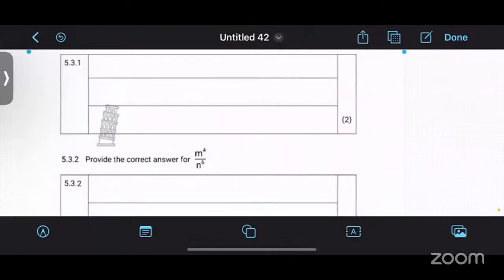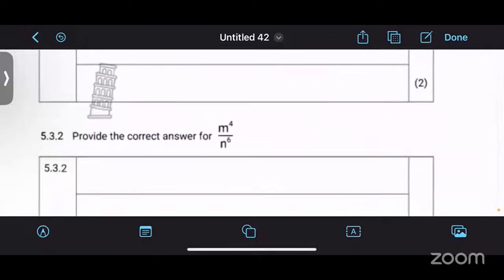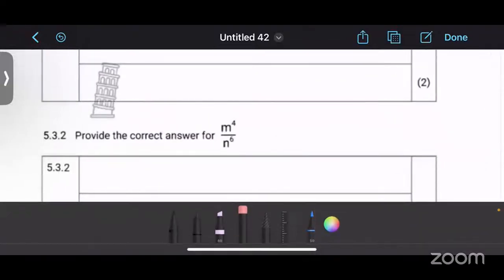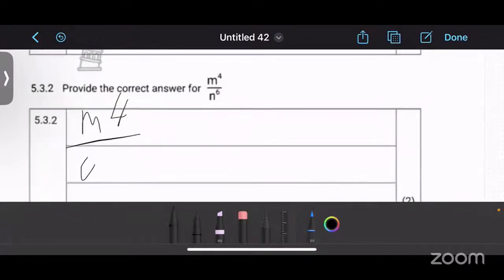Okay, let me note it down here. So Manahil says the answer is m to the power of 4 divided by n to the power of 6. This is Manahil and Ule.